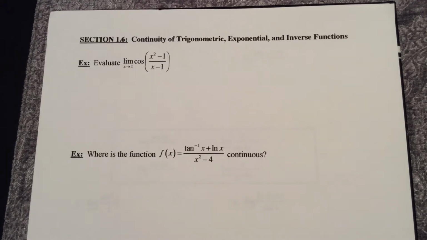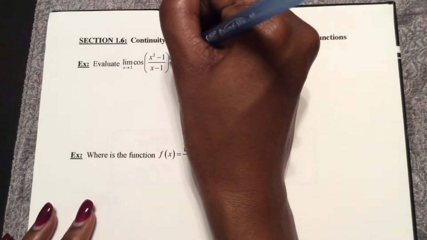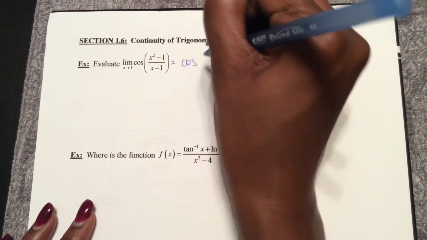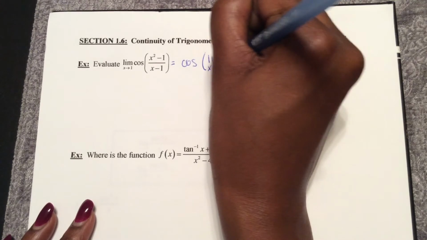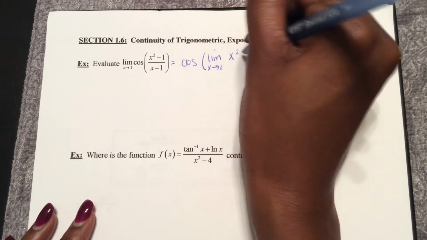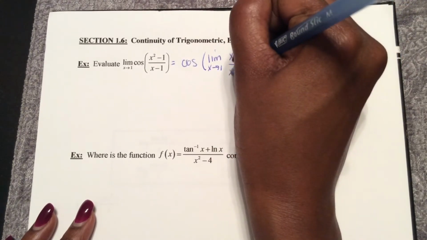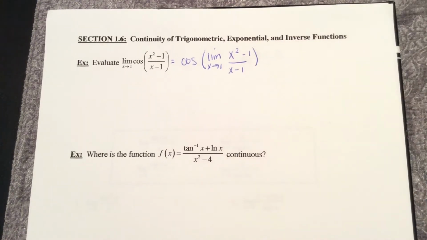Some of our trig functions are continuous everywhere, for example, cosine. Since I'm taking the limit of a continuous function, I can find the cosine of my limit, because cosine is a continuous function everywhere. So we can find the limit of the inner function and do the composition of that into the outer function.